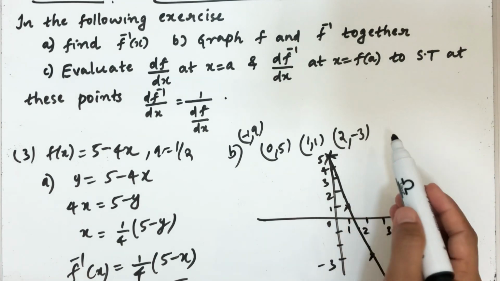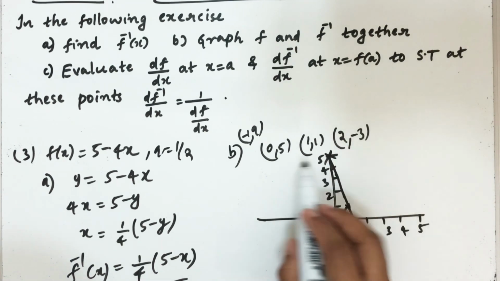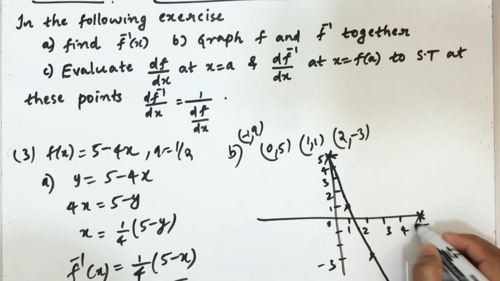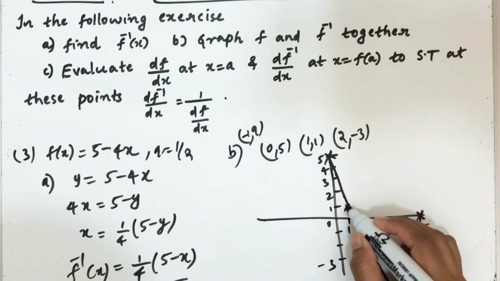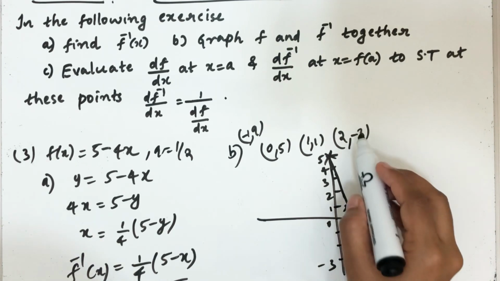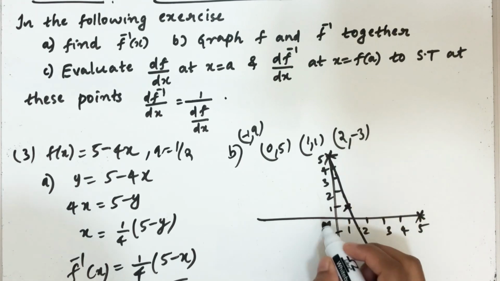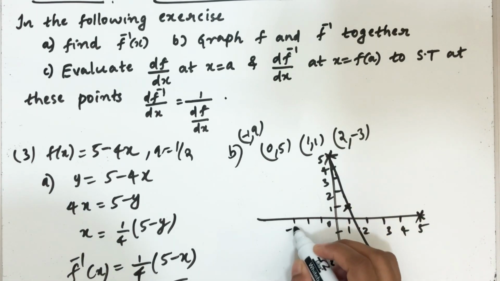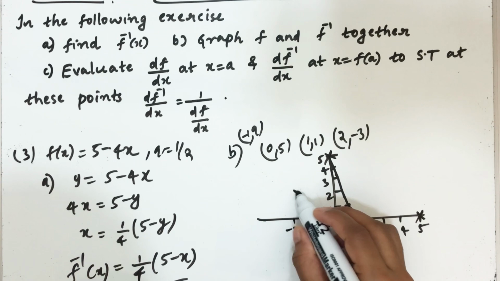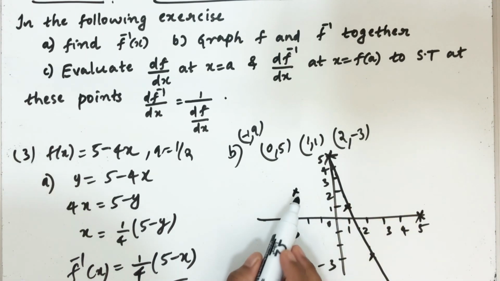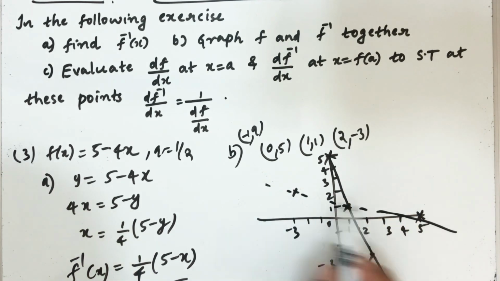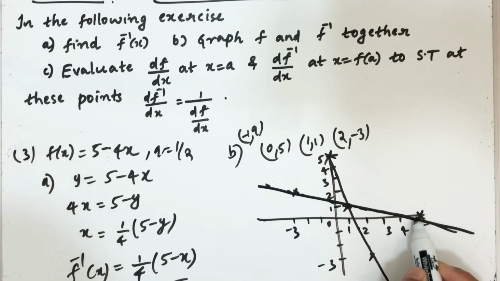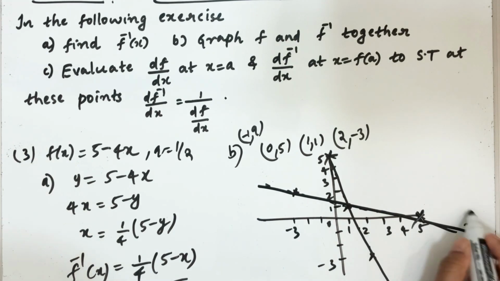Now f inverse: just reverse the points. So (5, 0), (1, 1), this point, (-3, 2), and so on. So this is the graph. I'm just making a rough sketch, okay? So this is f and f inverse of x.